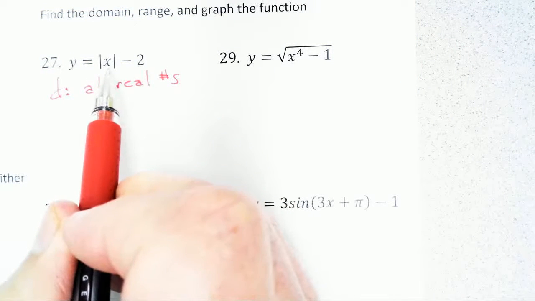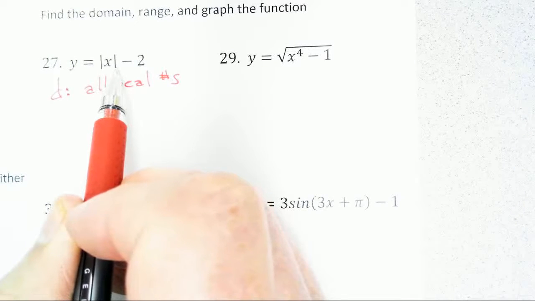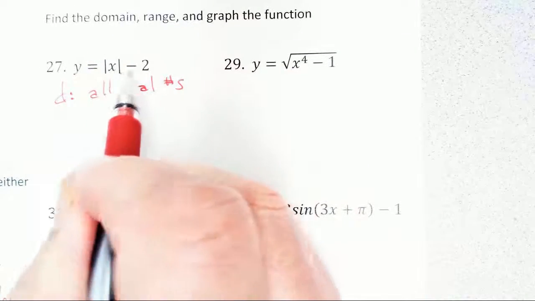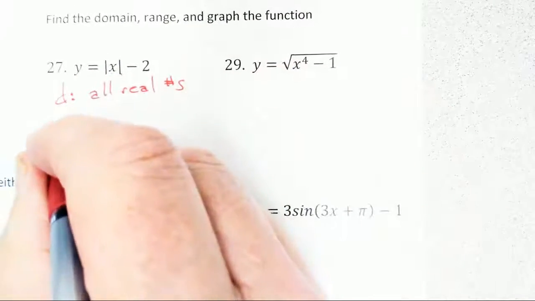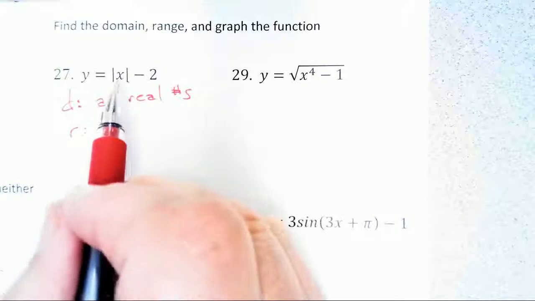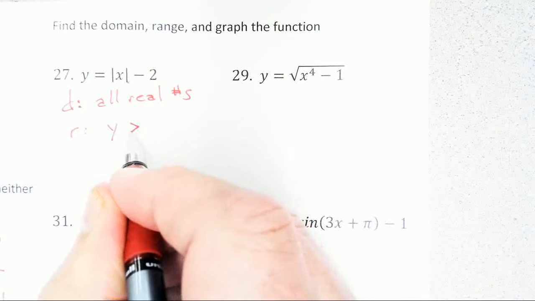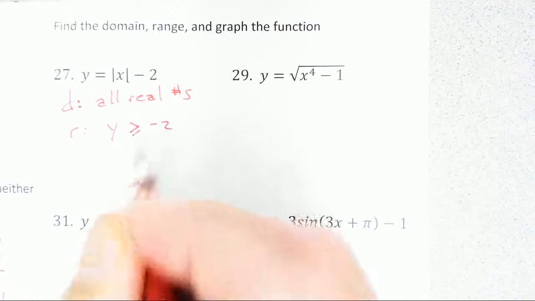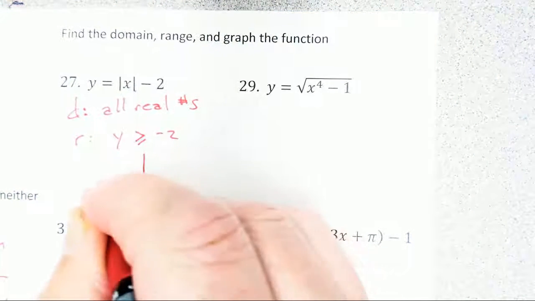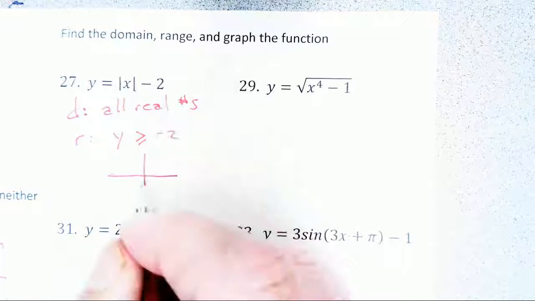Now, range is the kind of values that come out. What values come out of absolute value? Well, I can never get a negative out of absolute value. I can get out a 0. So if I put 0 in, I get 0 out here and subtract 2. I'm claiming that's the smallest number I can get. So the smallest number I can get for y is 0 minus 2, negative 2. Therefore, y is greater than or equal to negative 2. If we look at this from a graphing perspective, I'll do a quick mental t-chart with you. Put in 0, get out 0, minus 2, negative 2.